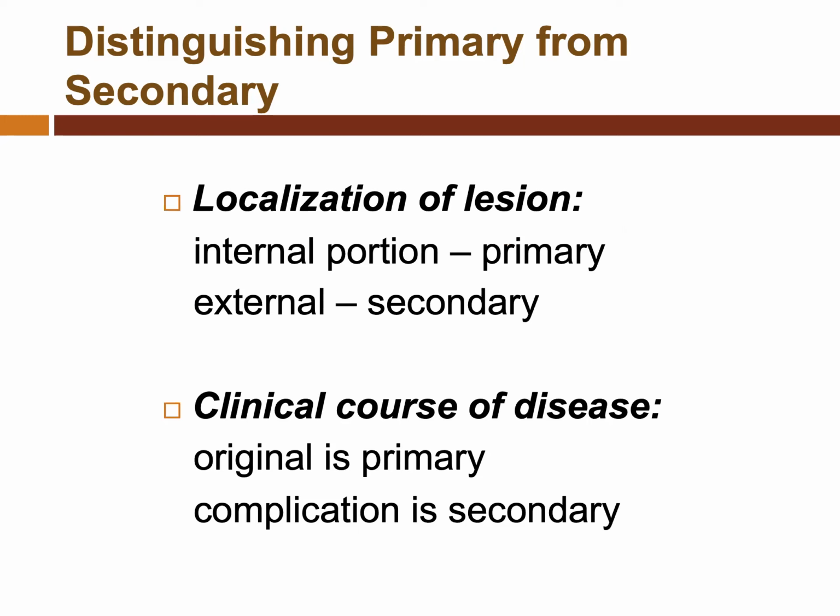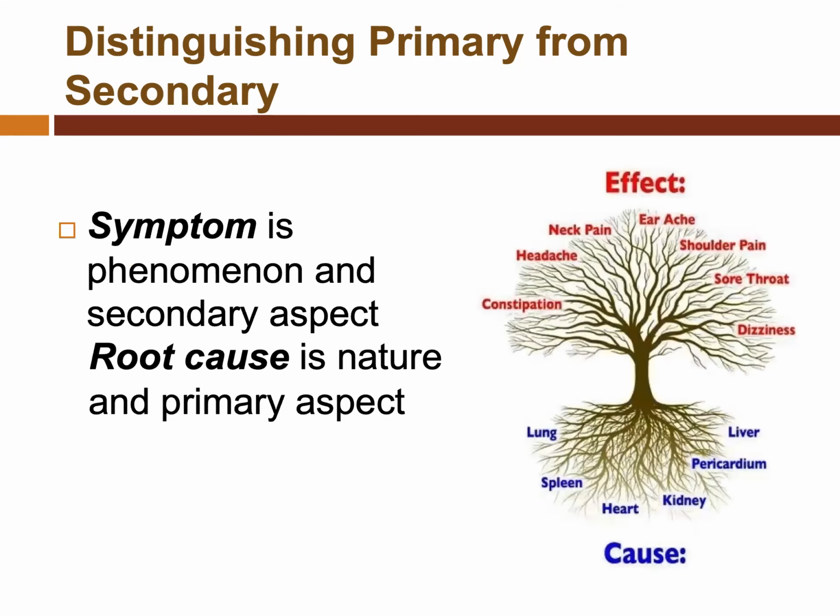In localization of lesion, the internal portion is primary while the external is secondary. In the clinical course of disease, origin is primary and complication is secondary. So in summary, symptom is phenomenon and secondary aspect, while root cause is nature and primary aspect. There is an analogy to a tree, where the roots of the tree represent the causes.